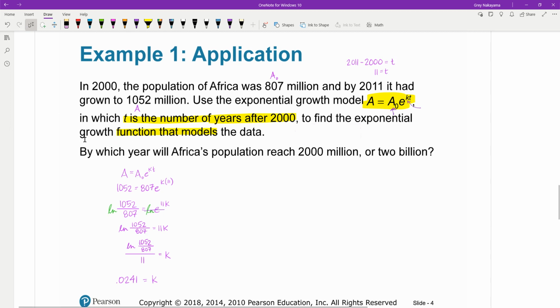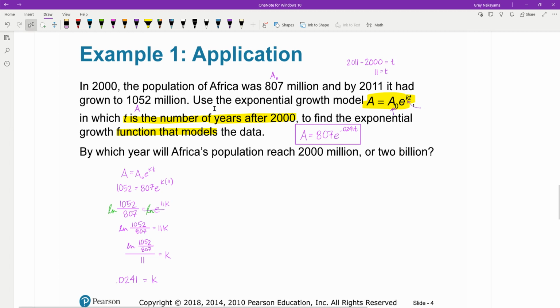However, I need a growth function. So as I said, I'm using this model right here that I've highlighted in yellow, and I'm going to plug in. I'm going to have A equal to 807 e to the 0.0241t. And that is my model. So you got to pay attention to the question. If they want a model, that's the answer to your question.